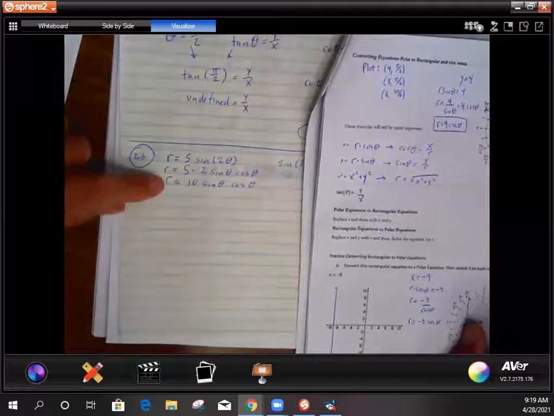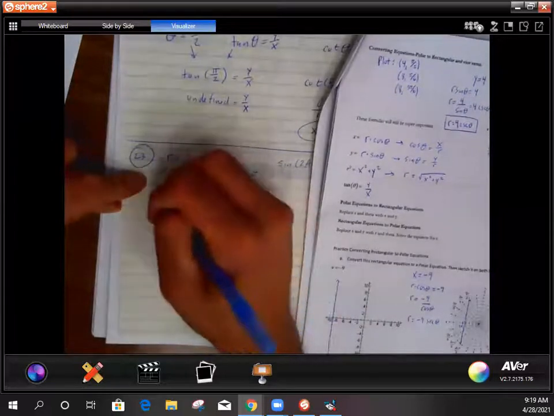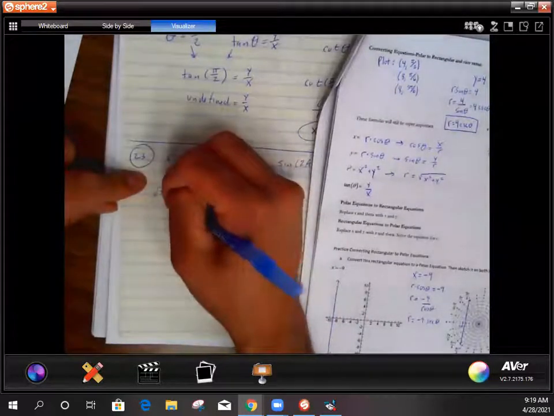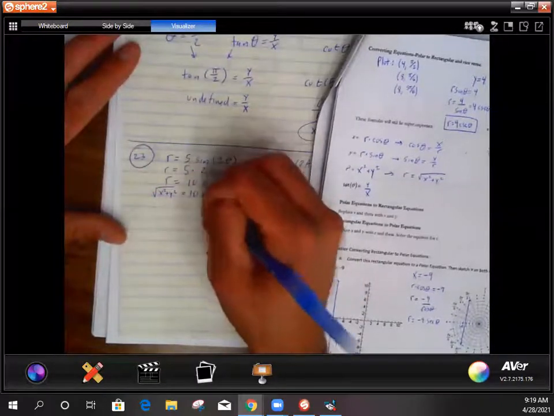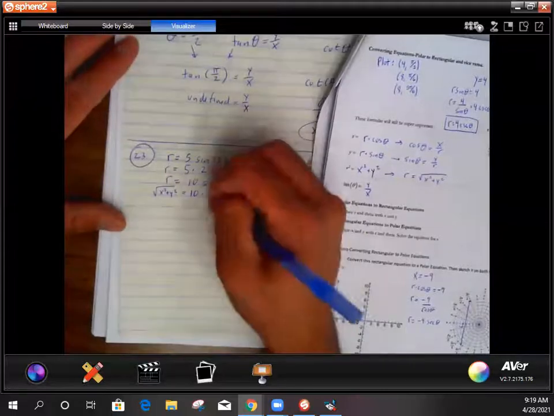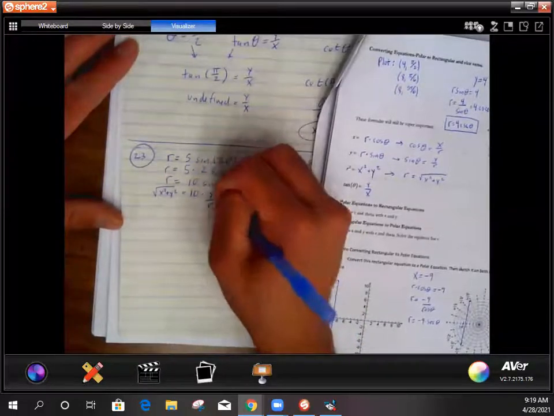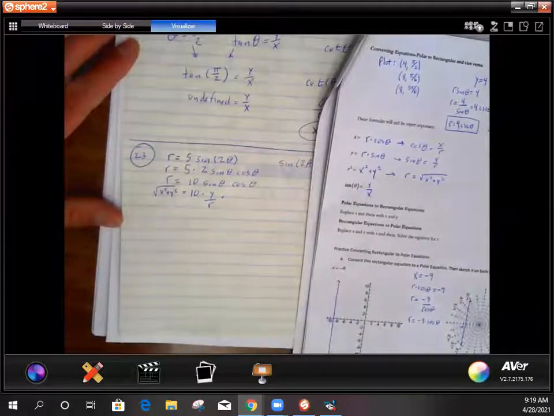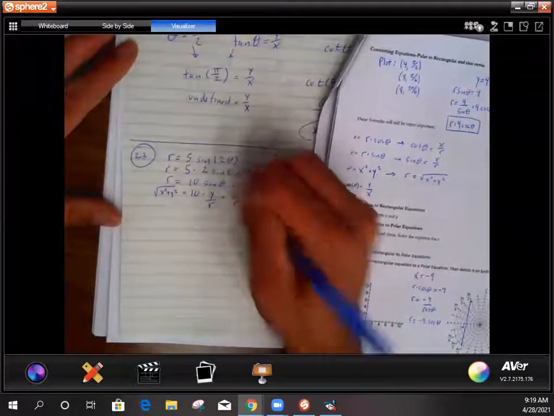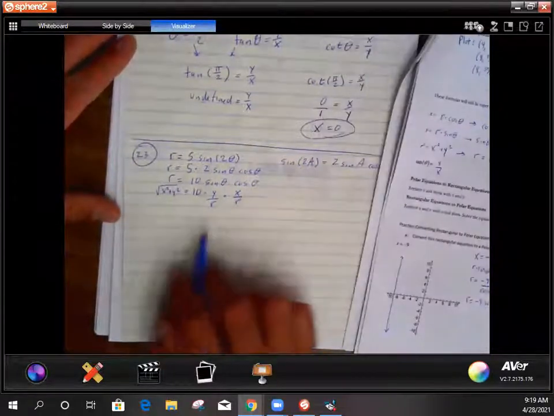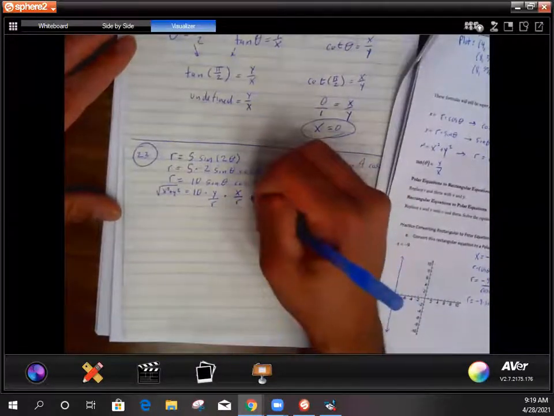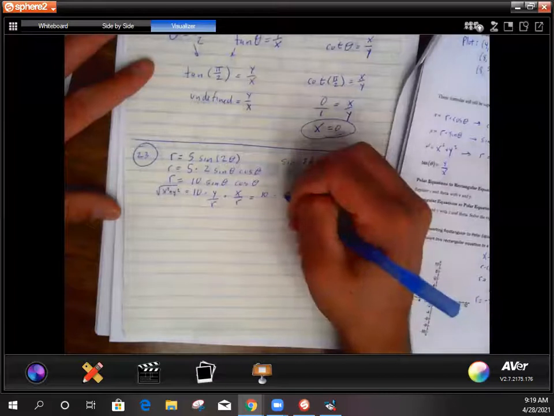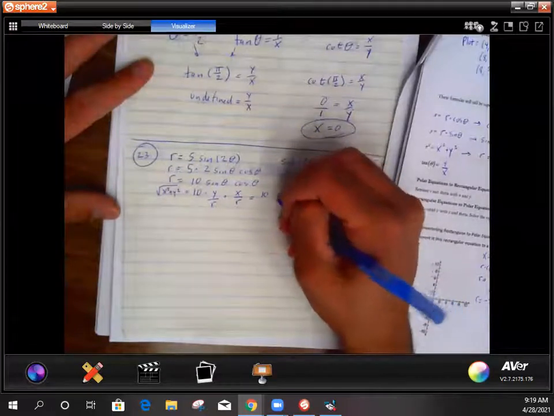So r we can replace with the square root of x squared plus y squared equals 10 times the sine of theta, which is y over r, times the cosine of theta, which is x over r. So now we sort of have it in rectangular form, but we still have this r here. So you could sub in square root of x squared plus y squared in for that as well.